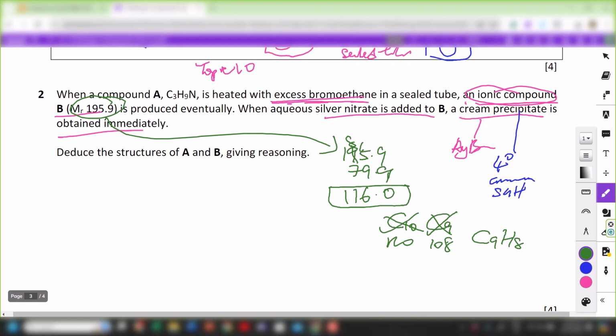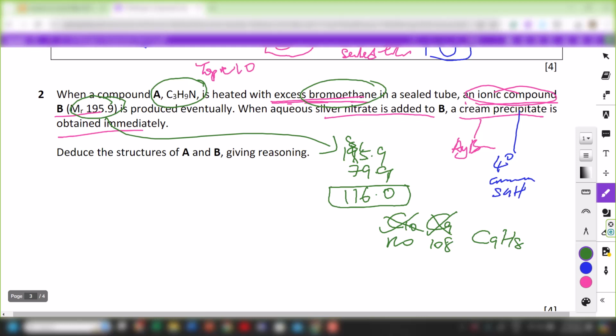Some of you might ask, isn't this a bit like trial and error? It's not really trial and error, because you start off with a saturated compound, and then you hit it with bromoethane, which is saturated as well. So it's not likely that you end up with something unsaturated, even if it's possible, probably just 1 or 2 degrees of unsaturation. But if it requires that kind of processing, then we need to give you more information. It can't be just, oh, I pump in excess bromoethane, I get an ionic compound, and then please deduce the structure of A and B. That is a bit unreasonable.